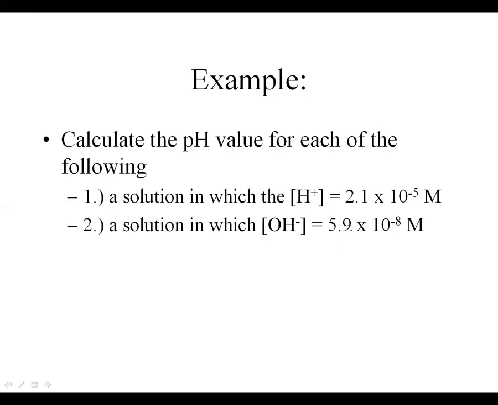Okay, let's take a look at this and see what we got going on. For our first one, we have the H plus concentration. So the pH would equal minus the log of 2.1 times 10 to the minus 5. If you have a display calculator, you put it in exactly like that. You hit the negative button, not to subtract, then the log and 2.1 exponent negative 5. If you have a non-display, you would start with 2.1 exponent negative 5, hit the log button, and then hit the negative button.